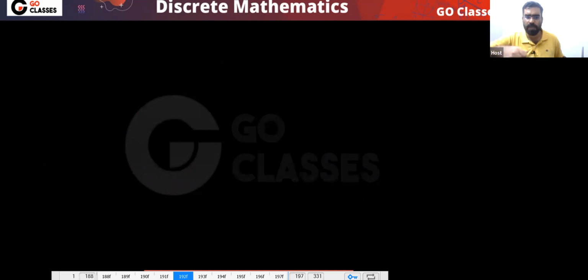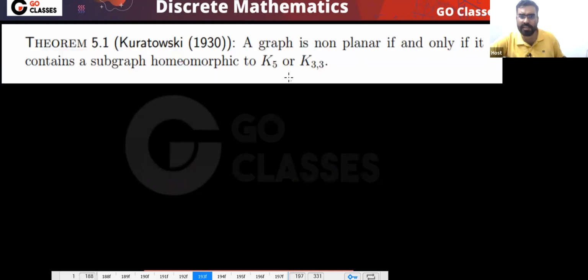Okay. So this is a theorem. This theorem says that a graph is non-planar if and only if, this is an if and only if theorem, a graph is non-planar if and only if it contains a subgraph which is homeomorphic to K5 or K33.